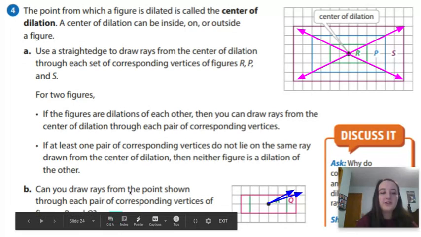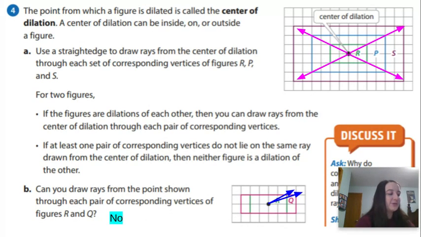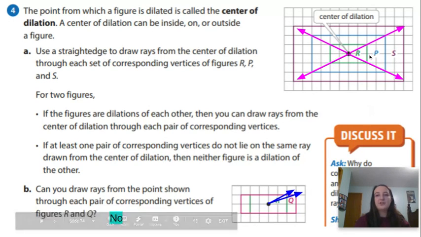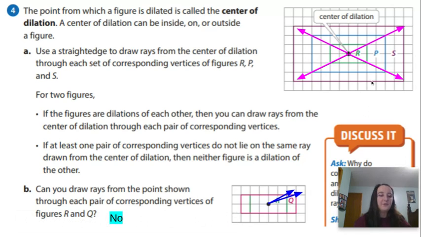And we want to try to draw a ray for part B: can you draw rays from the point shown through each pair of corresponding vertices of R and Q? As we already discussed, Q is not a dilation, and you can see that in the figure. The ray through the corner of R goes this way, and the corner of Q is there, so they do not go through each other like they do up here. So we cannot.